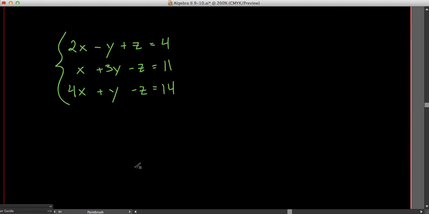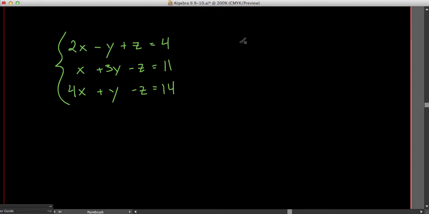So let's look at this system here. The first thing that we want to do is eliminate a variable. So you've seen systems of linear equations using elimination, same idea. We're going to eliminate a variable by combining two equations or adding them. And I think the easiest one here, it's fairly obvious, is going to be the z. So let's look at the first equation and the second equation and see if we can eliminate the z variable.